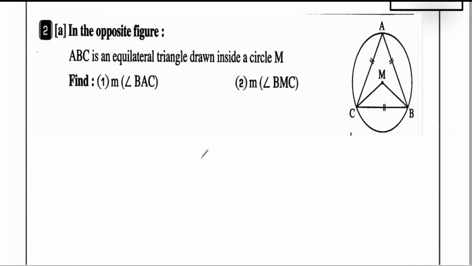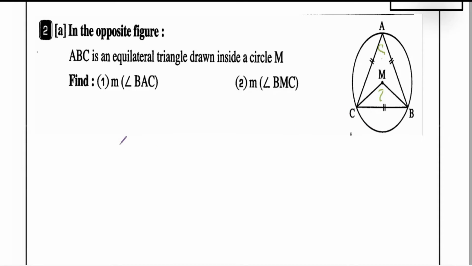Second, in the opposite figure, you have an equilateral triangle ABC, AB equals AC equals BC, drawn inside the circle M. Number 1, I want to find the measure of the angle BAC and also the measure of the angle BMC. I want to write the proof here.